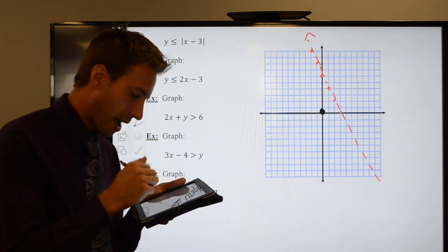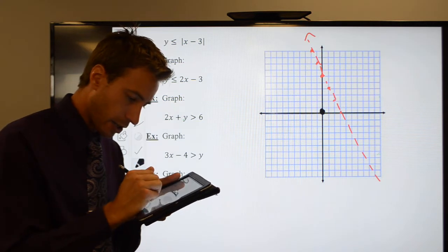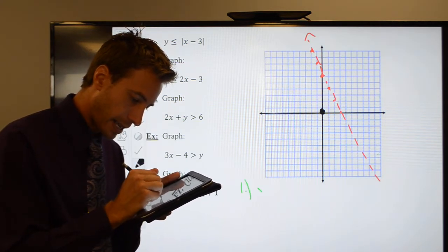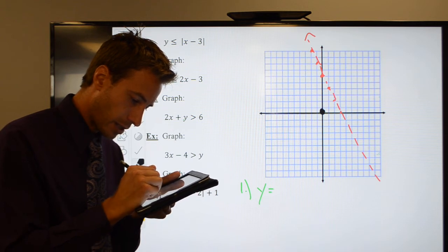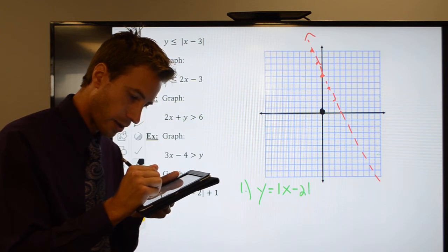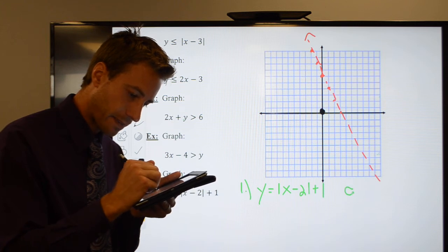I am going to graph, let me do it in green again. I'm going to graph the equation y is equal to the absolute value of x minus 2 plus 1. All right, let's find A, H, and K.